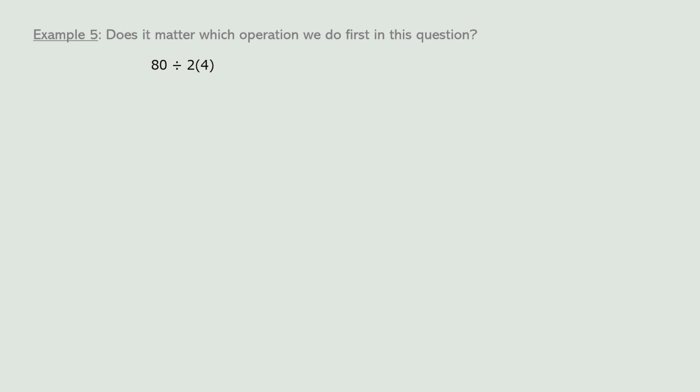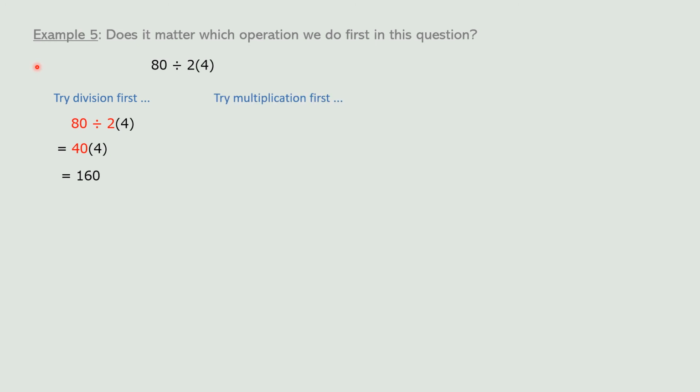Does it matter which operation we do first in this question? What do you think? Well, let's perform a little experiment here. Let's try division first. Trying division first means what you see in red. I'm going to do that first. That's the 80 divided by 2. I'm going to do that part first. 80 divided by 2 is equal to 40 times 4 is 160.